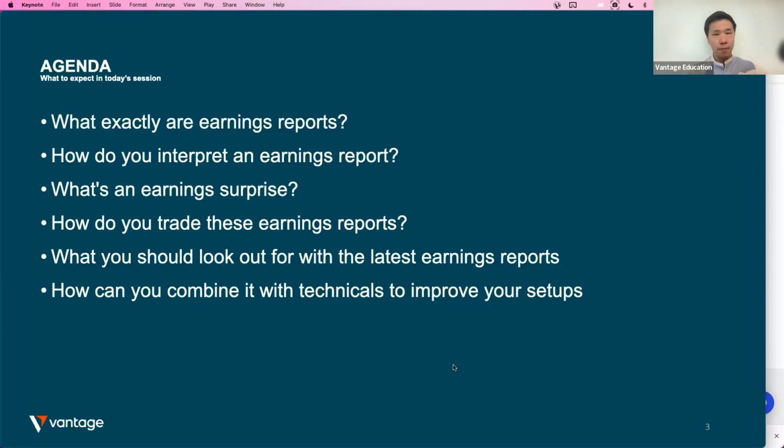Okay, now our agenda for today, right? I'm going to take a quick look at what exactly an earnings report is. Then we look at how to interpret this. Then I go into the interesting stuff. What's an earnings surprise? The surprise percentage, right? How do you trade this? What to look out for, and how you can combine it with technicals to improve your setup.